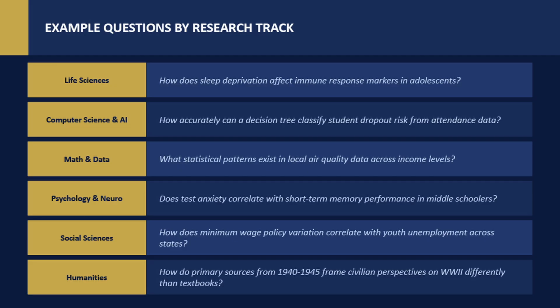Math and data: What statistical patterns exist in local air quality data across income levels? Psychology and neuroscience: Does test anxiety correlate with short-term memory performance in middle schoolers? And then social sciences: How does minimum wage policy variation correlate with youth unemployment across states?